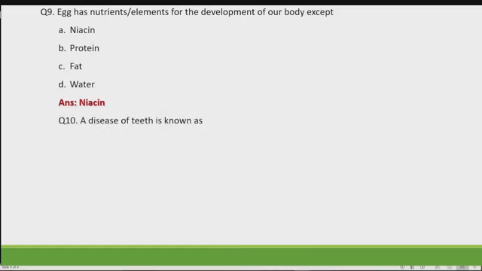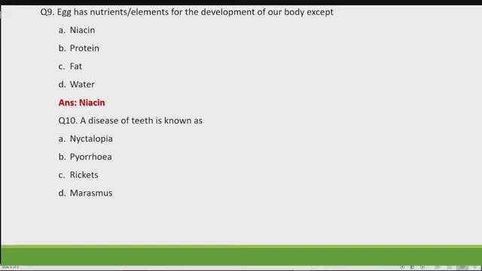Question number 10. A disease of teeth is known as. The options are nyctalopia, pyorrhea, rickets and marasmus. Nyctalopia is also called night blindness, which is caused due to vitamin A deficiency. So it is something related with vision. And rickets is caused due to vitamin D deficiency. This is caused due to the reduced absorption of calcium and phosphorus. And the symptoms for rickets are delayed growth and bowed legs and all that.